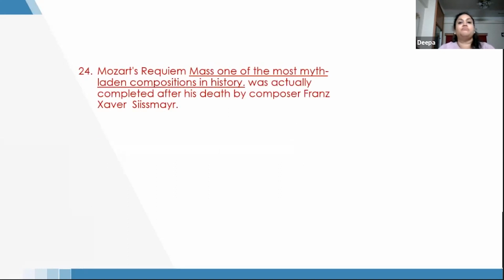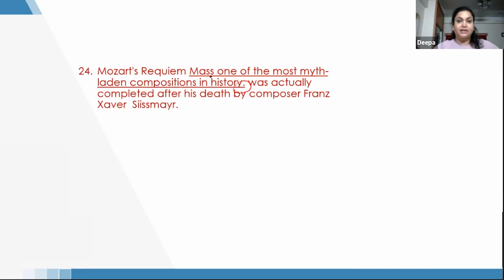Mozart's Requiem Mass, one of the most myth-laden compositions in history, was actually completed after his death by composer Franz Xaver Sismar. Now here, Mozart's Requiem Mass. So that is basically the name of what his work was. So therefore, we should basically have a comma because we're describing what Requiem Mass is. And then we should not have a full stop here. I don't think having a full stop here makes sense. And we should have a comma here.